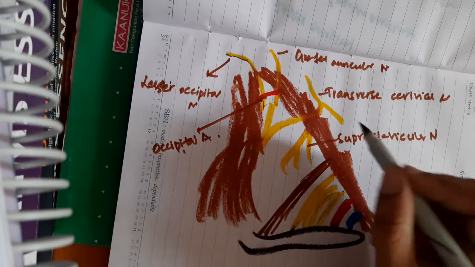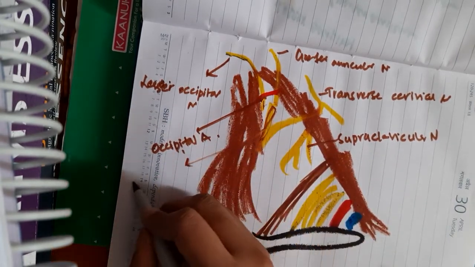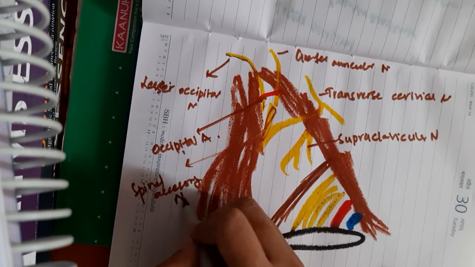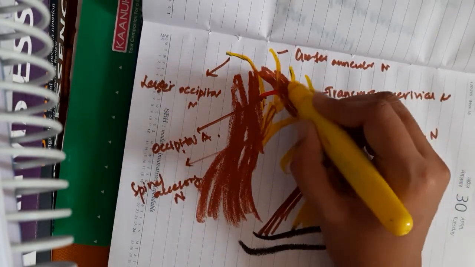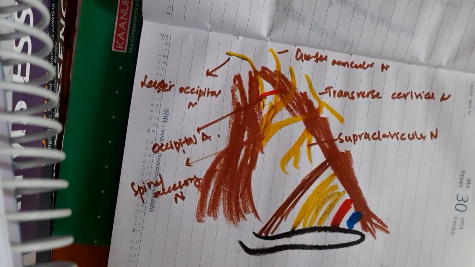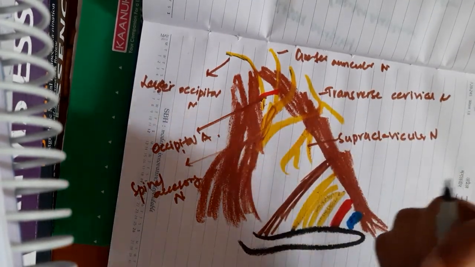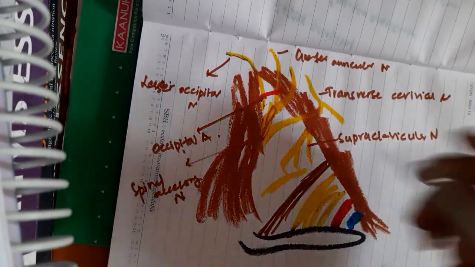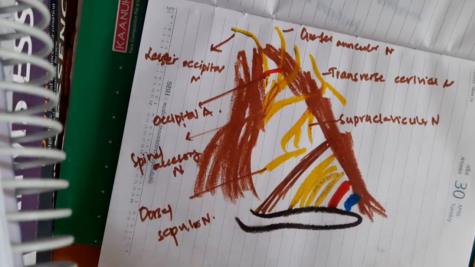Here there is one important structure, this nerve, which is called the spinal accessory nerve. You can see the spinal accessory nerve in this. Actually it goes like this, because it has been mixed. Then we also have the dorsal scapular nerve in the upper triangle. So all these are the important nerves which you see in the occipital triangle.